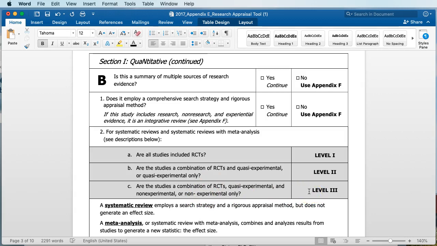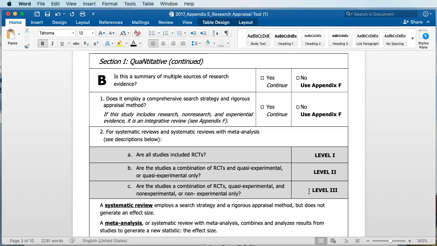How do you know that as the reader? Well-done systematic reviews will have a table of information that they've extracted from the studies. You do not go in and analyze each of those studies. That's not how we level a systematic review. You will just go in and look at what level of study they had. So did they have 3 RCTs and 15 quasi-experimental studies? Then it's a level 2.